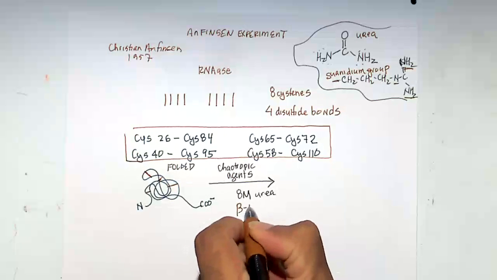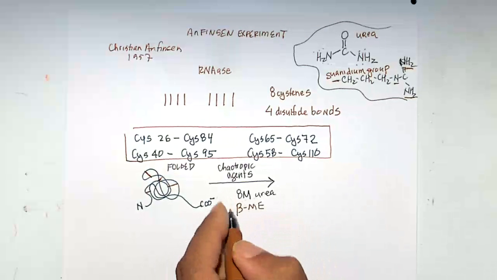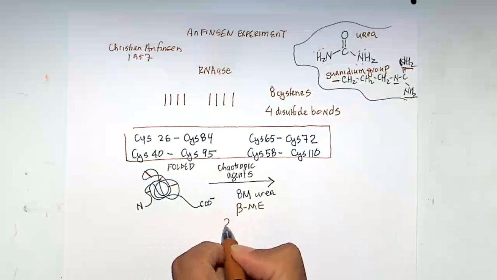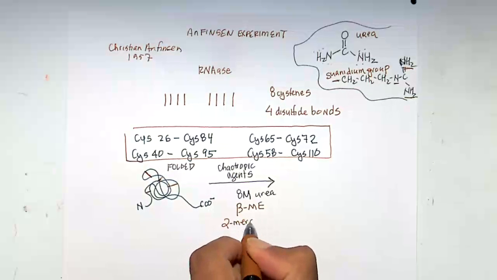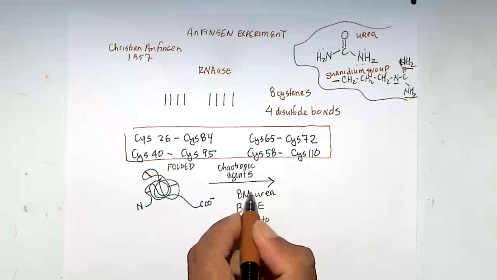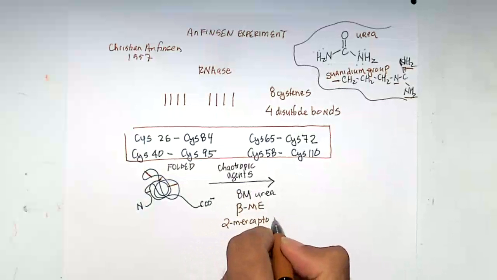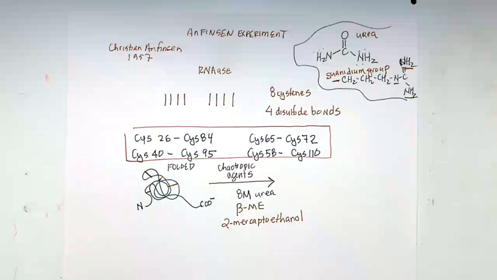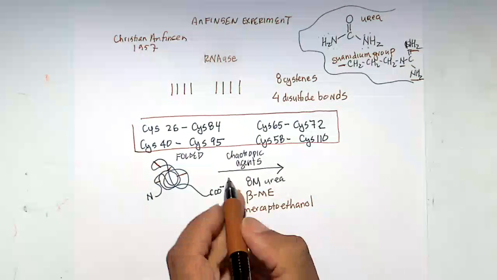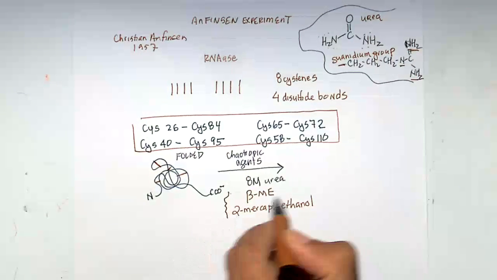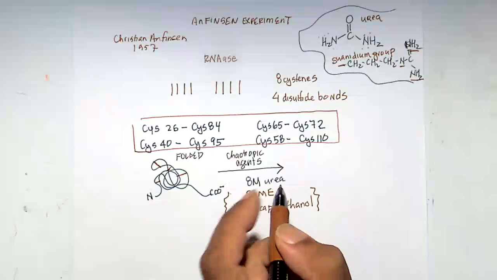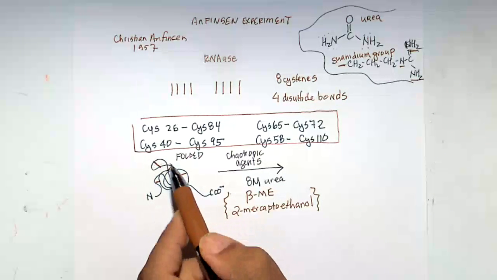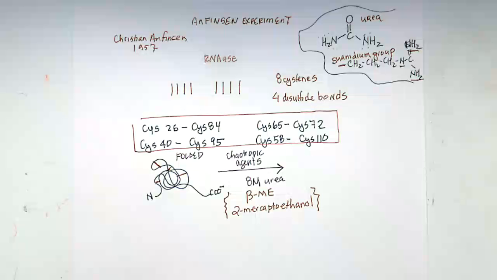Another thing he added was beta mercaptoethanol. We call it BME or beta ME. It's also called 2-mercaptoethanol. This is two nasty chemicals. 2-mercaptoethanol. So this BME or 2-mercaptoethanol has one function and one function only. What is that function? That function is to reduce disulfide bonds. Reduce them.